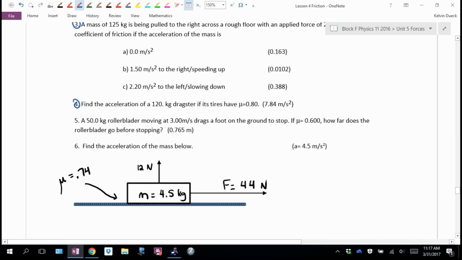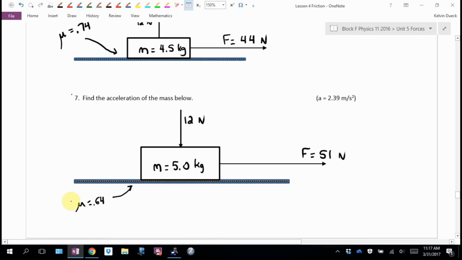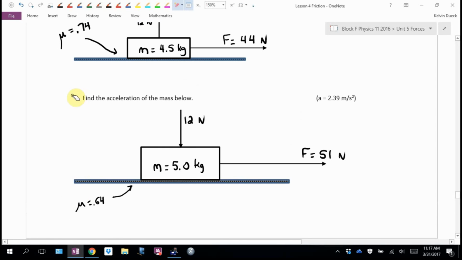4 says find the acceleration of a dragster. 5 says find the deceleration of a rollerblader. Number 6 is very similar to the one that we just did with different numbers. Number 7 is really similar to the one that we just did, except in number 7, instead of lifting up, we're pushing down. That's going to change your normal force somehow.